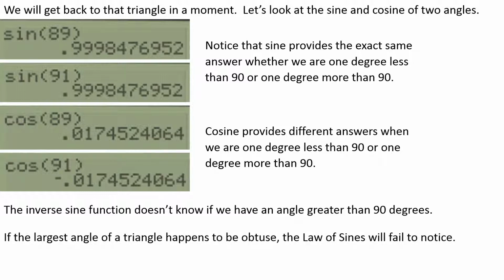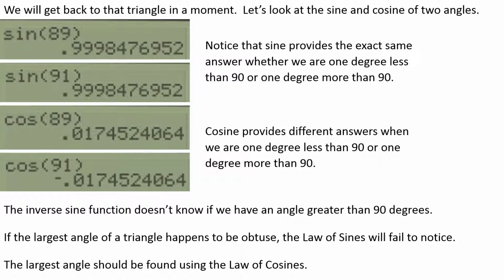Right? If I tried to use the law of sines to get the largest angle, that won't work. Now, if the largest angle is more than 90 and I already know it, I can use law of sines. Or I can use the law of sines if I find the largest angle at the end by making the three angles add up to 180. But if I'm going on a treasure hunt and I don't know what I'm going to find, go for the largest angle first and use the law of cosines.